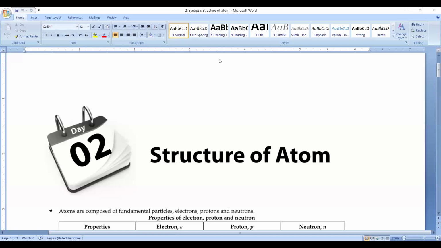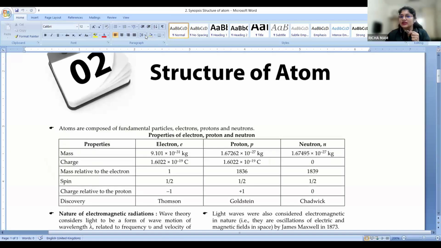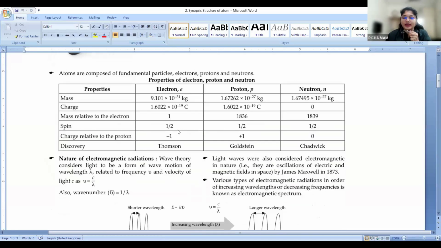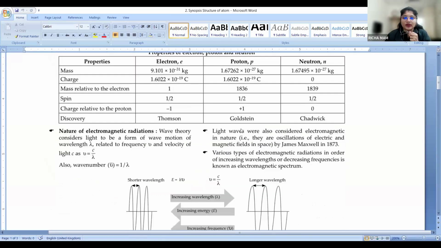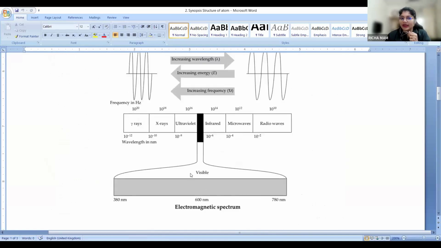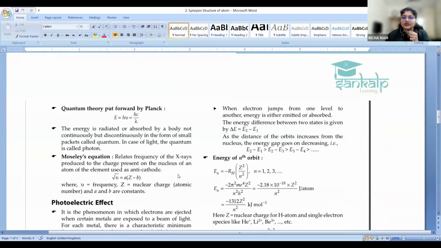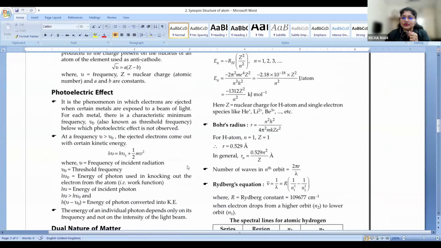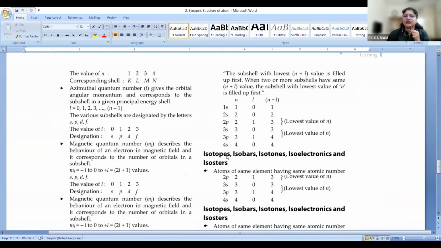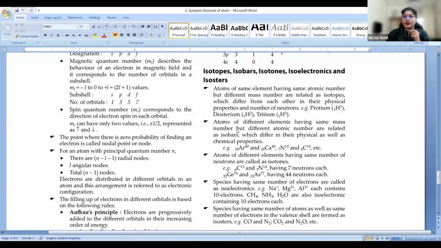I hope yes. So this was the synopsis. Synopsis means we have seen the short important notes. We have seen the properties of atoms, the different fundamental particles, the properties of electron, proton, neutron. Then we discussed the nature of electromagnetic radiation, then the electromagnetic spectrum, and the quantum numbers. Based on that, we have seen the questions, right?